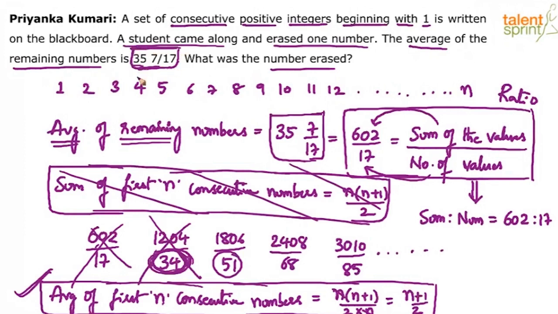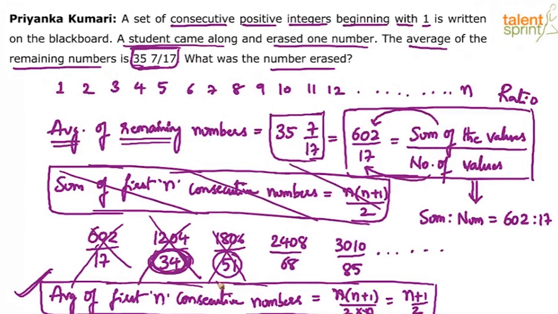No. After removing one value, the average should reduce, right? I mean, it can also increase depending on what value has been removed. But if you try 51 numbers, will you come close to 35? What is the average of the first 51 numbers? 51 plus 1 by 2, 52 by 2, which is 26. But the average here is given as 35. So it's not possible. This also gets eliminated.